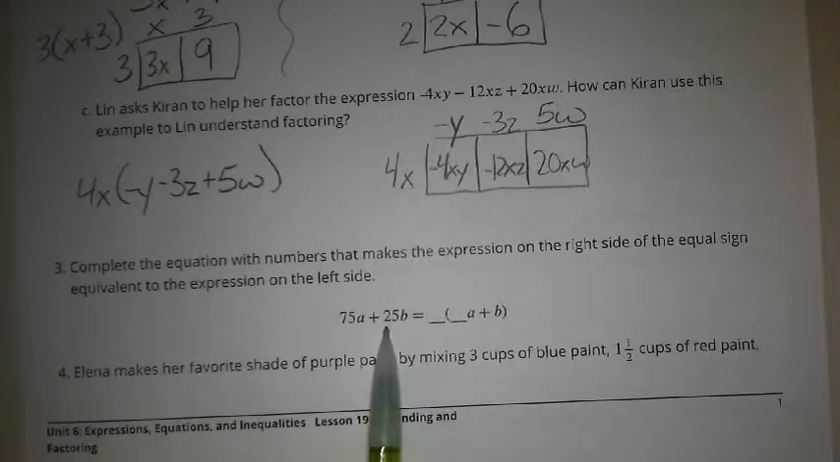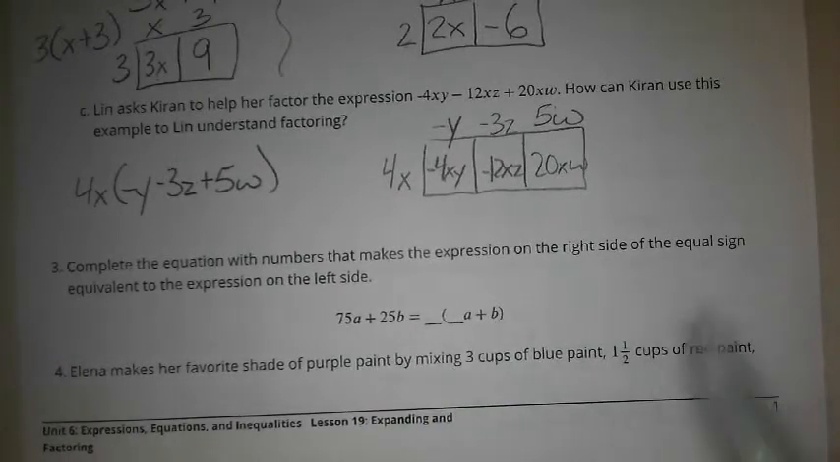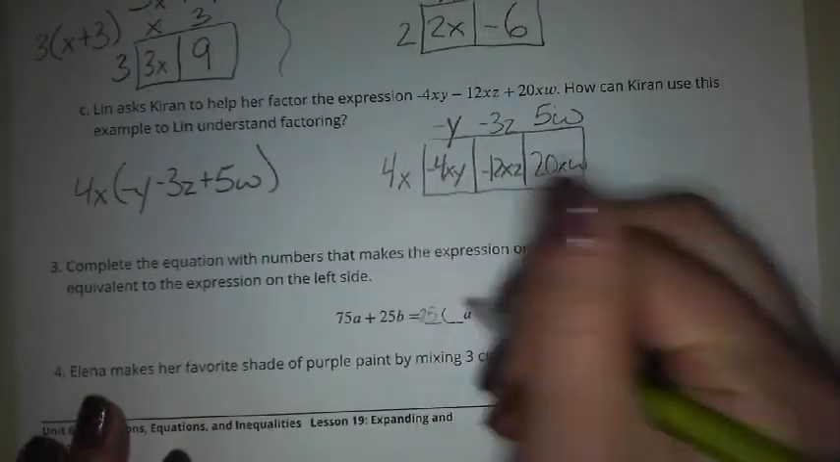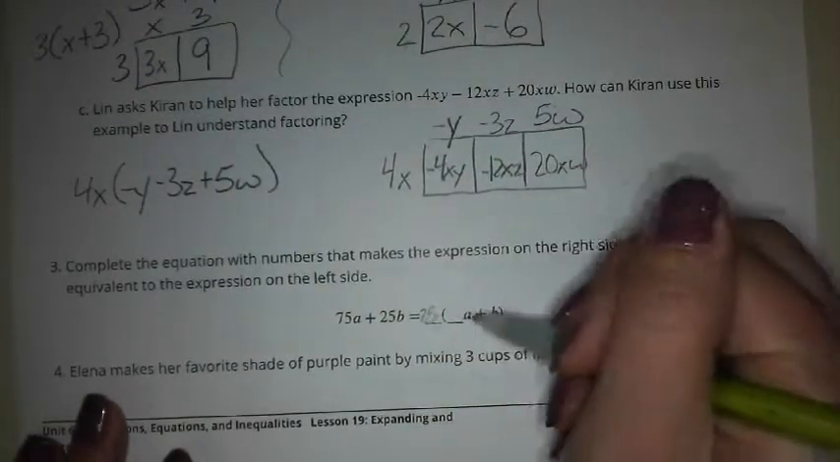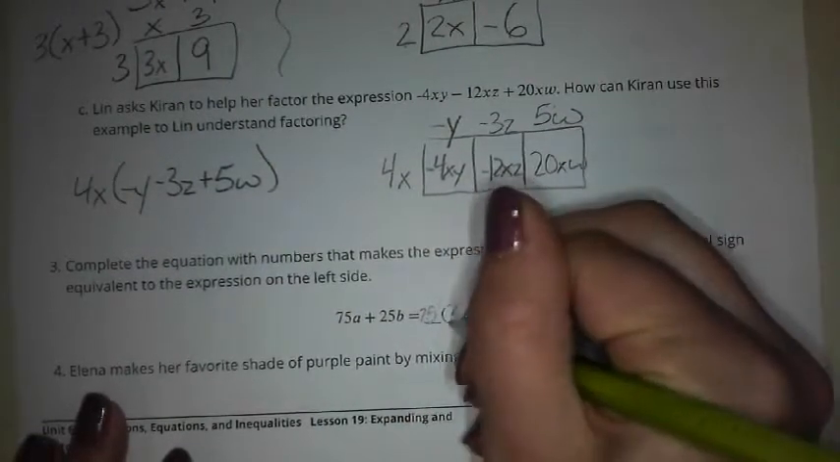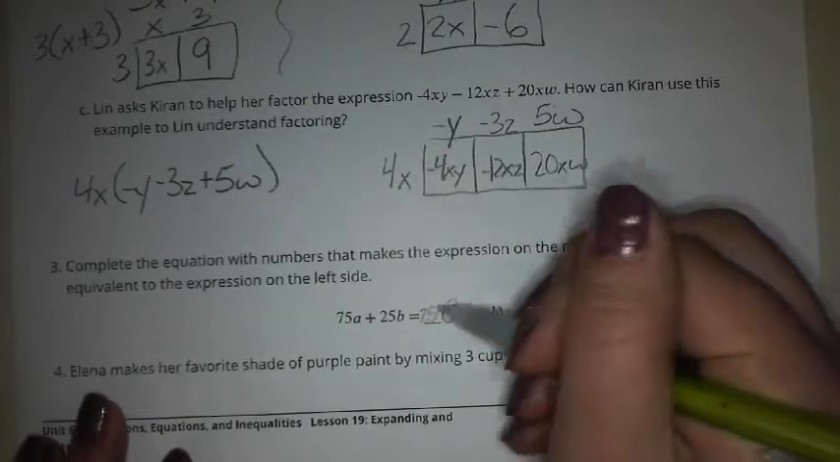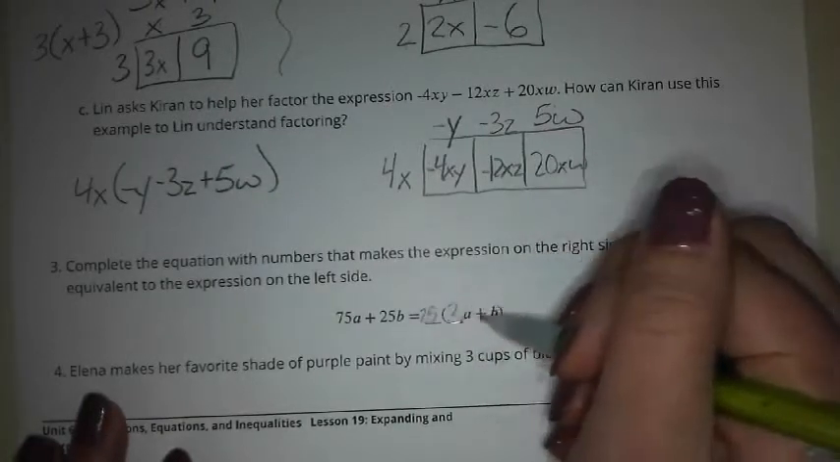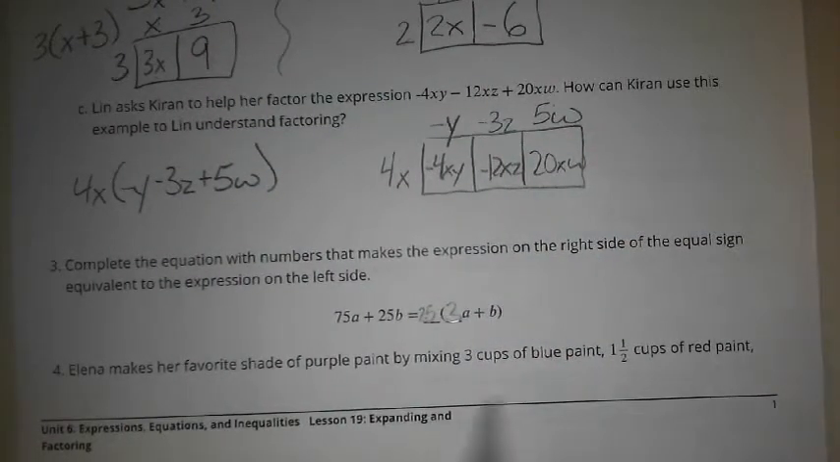Well, 25 would have to be times b, so this has to be 25. And then 25 times what with a gives me 75, that would be 3. So this is 25 times 3a plus 25 times b would give me this.